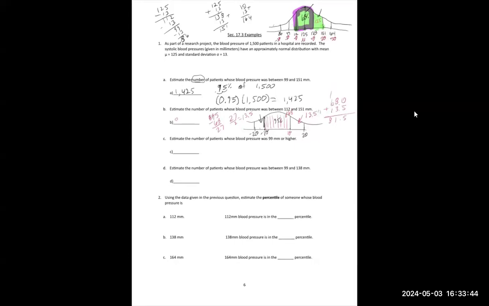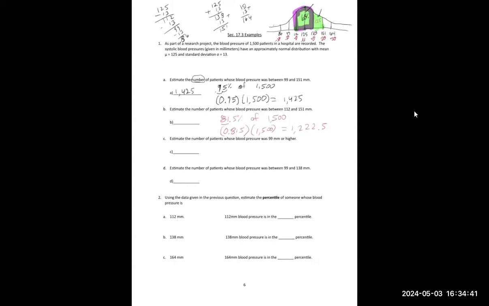Wait, so that is the percent. They're asking for the number of patients. So we finally found out the percent of data of the green region. Now we need to figure out what 81.5% of 1,500 is, because we have the percent of people in that region, but we want the actual number of people. So I'm going to move the decimal twice to the left, 0.815 times 1500, and that gives me 1,222.5.